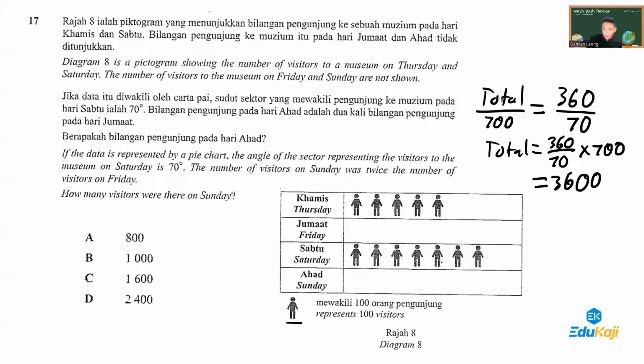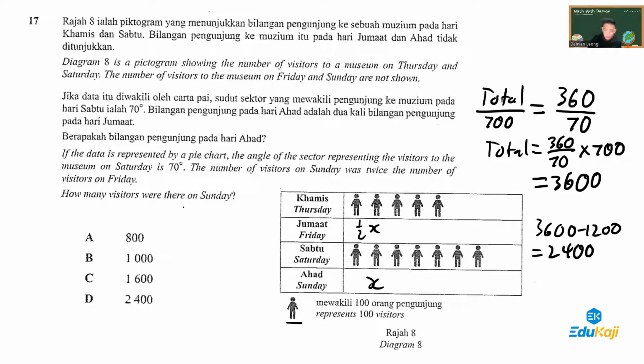So I minus these two, 1,200. Okay, 3,600 minus 1,200, left 2,400 to be split between Friday and Sunday. And I know that the number of visitors on Sunday is twice the number of visitors on Friday. So since I want to find Sunday, let's put X. So this is double of those on Friday, means Friday is half X.